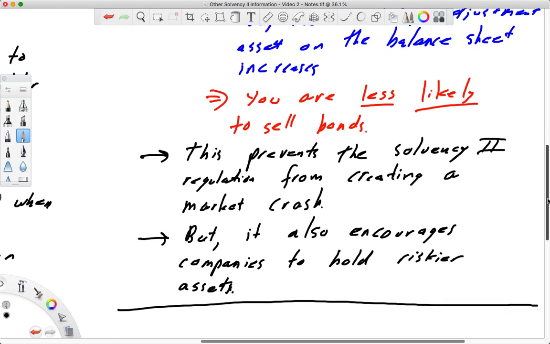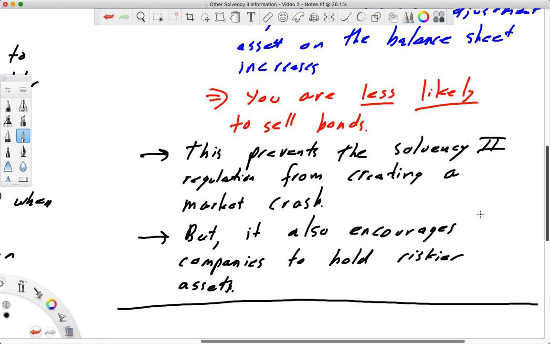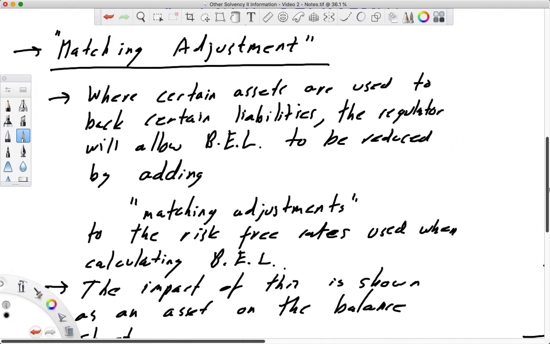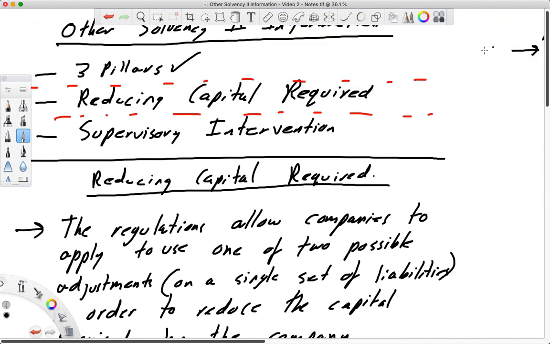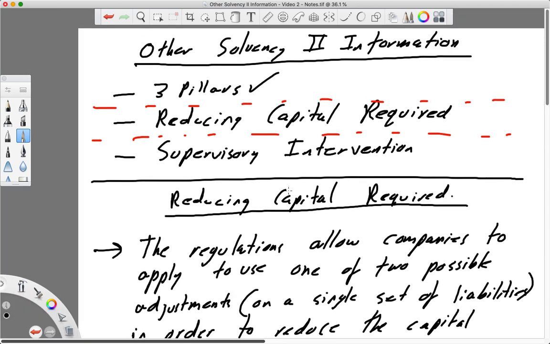Okay, so that's the matching adjustment and the volatility adjustment, both adjustments to risk discount rates in certain situations. What they do is they either increase the free assets on the balance sheet or help stabilize the balance sheet. Okay, let's just have a quick look at our agenda before we stop. So that's reducing capital required, and when we come back we'll talk a little bit about supervisory intervention. So that just means when the regulator will get a bit more involved in what the company is doing.